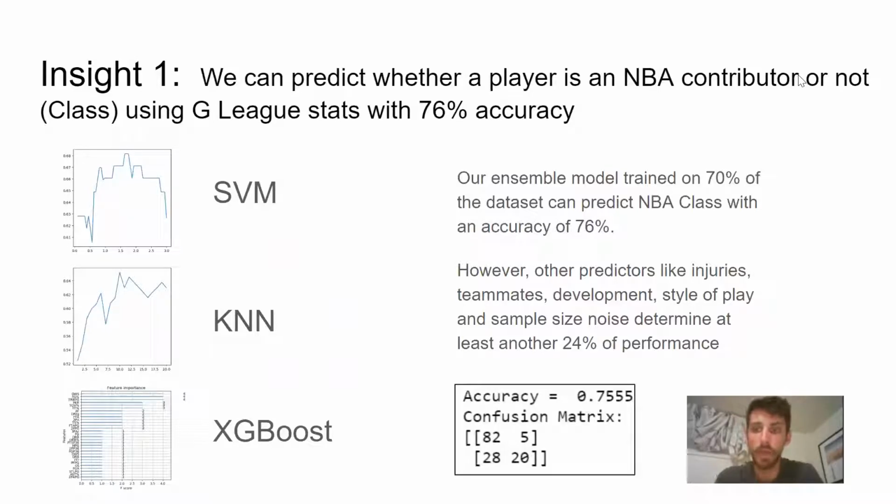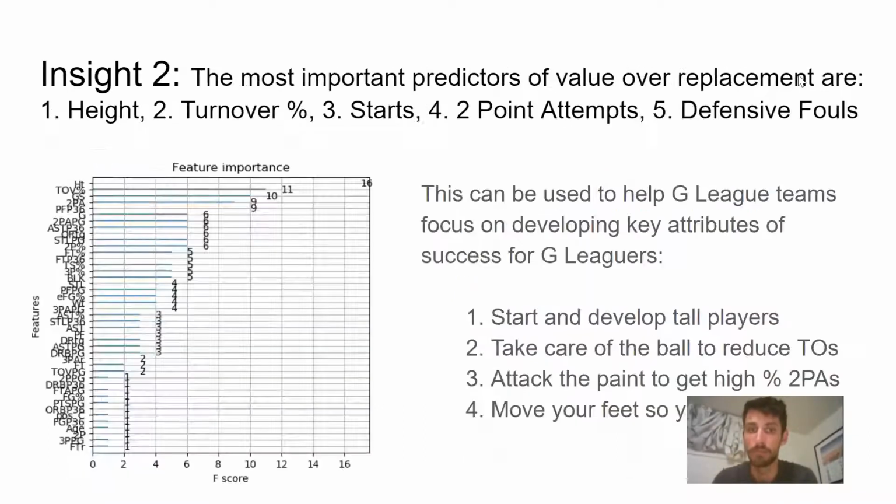So after we completed our analysis, we generated some insights that NBA teams can use to help drive decision-making. Specifically, our first insight is that we can predict whether an NBA player is a contributor or not using their G League stats with 76% accuracy. In other words, this is a model that we created that NBA teams can use to identify which players are the most likely to be contributors.